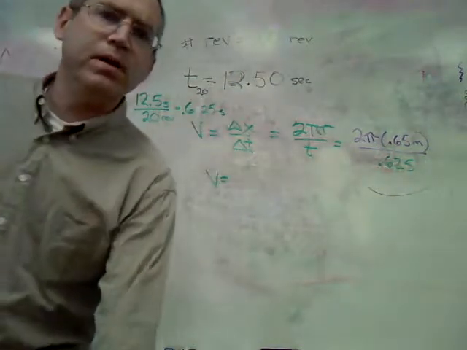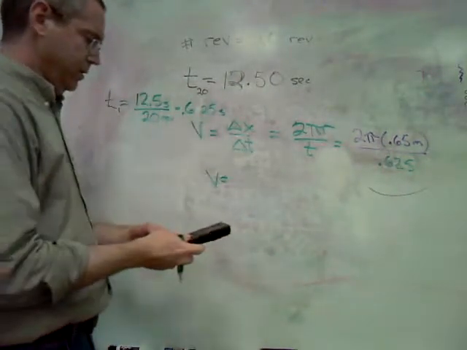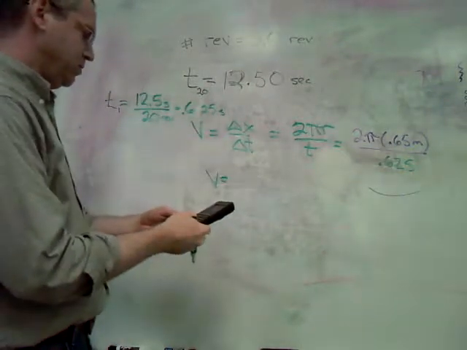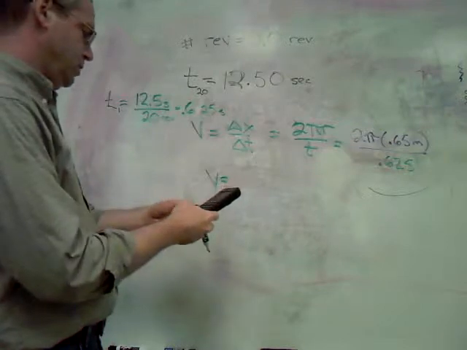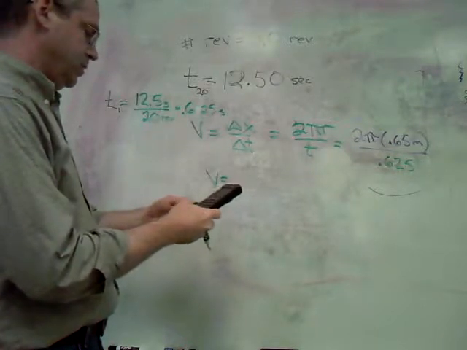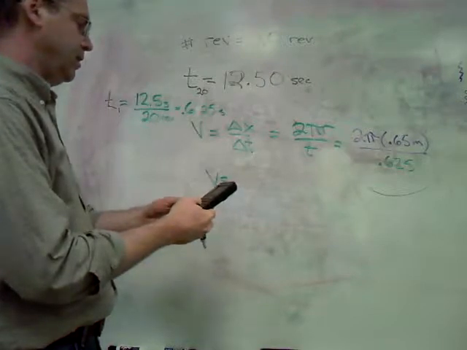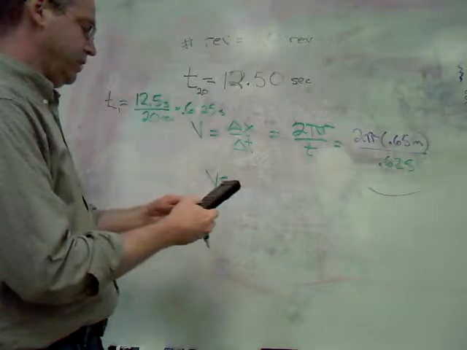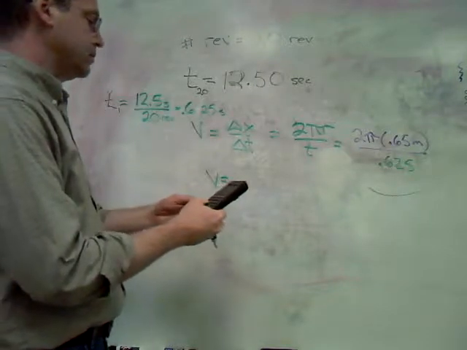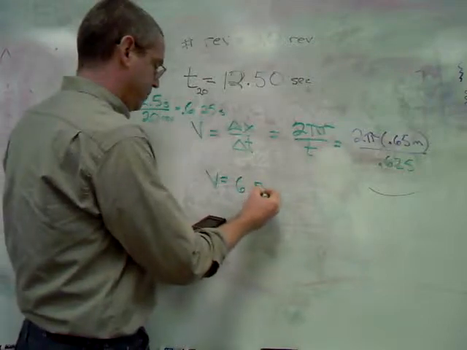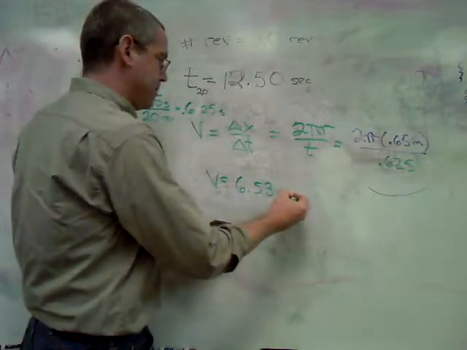My speed of the object that's going around, again, not velocity because the direction is constantly changing, it's the speed. My speed is 2 times pi times 0.65 divided by 0.625 seconds. And I end up with 6.53 meters per second.